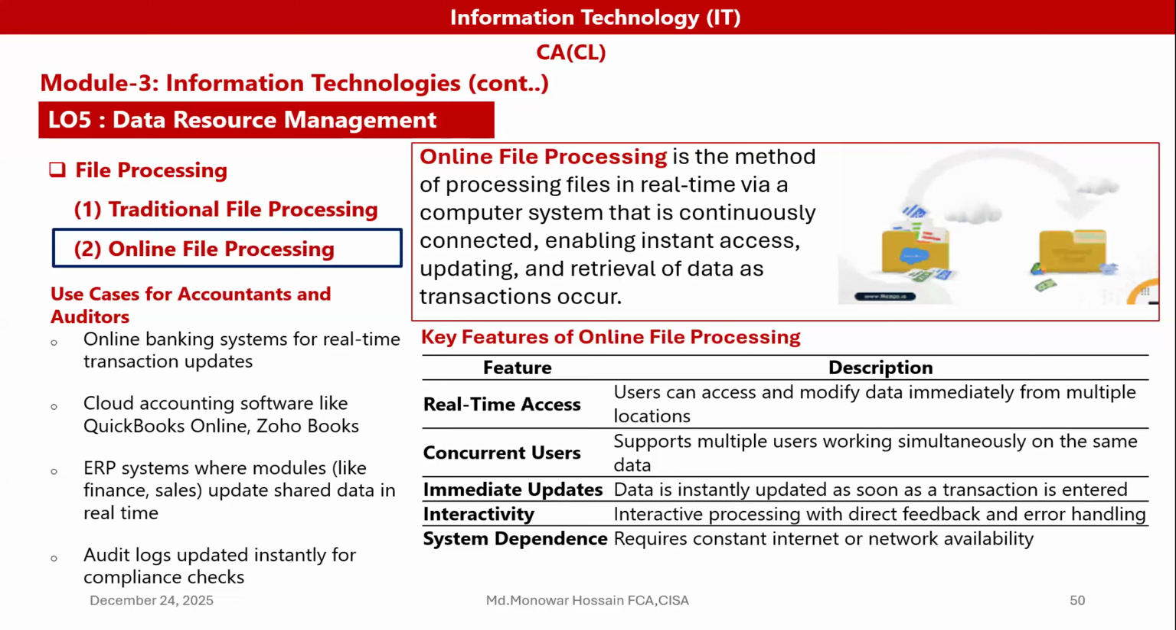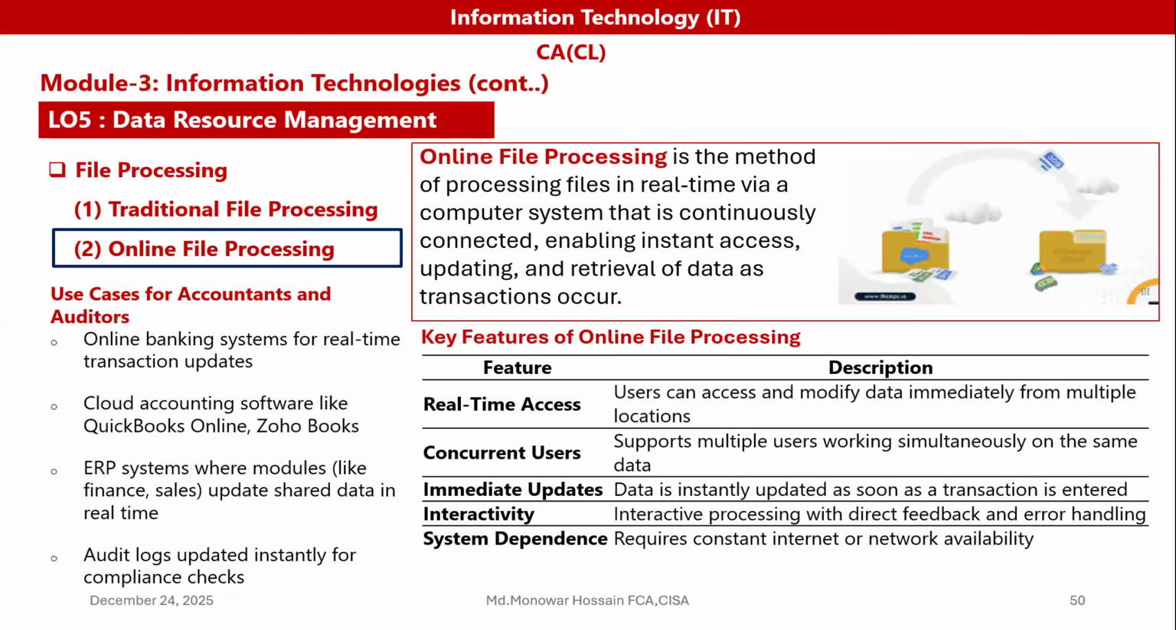So it's the real-time access, because users can access and modify data immediately from multiple locations in online file processing. Online file processing supports multiple users working simultaneously on the same data, and data is instantly updated as soon as a transaction is entered. It also provides interactive processing with direct feedback and error handling.